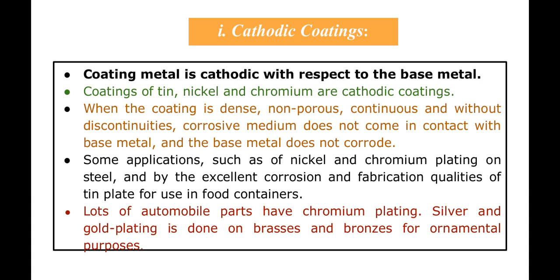For the attractive, shining, lustrous, and reflective appearance, such as nickel and chromium fittings on steel, and by the excellent corrosion and fabrication qualities of tin plate used for food containers. Okay, so a lot of automobile parts have chromium plating. Silver and gold plating is done on brasses and bronze for ornamental purposes. Okay, so this is about the cathodic coatings.